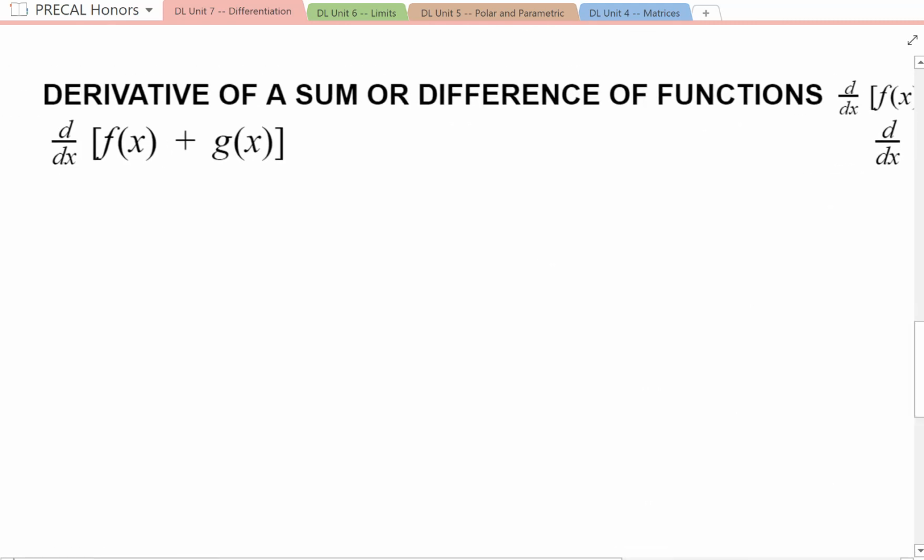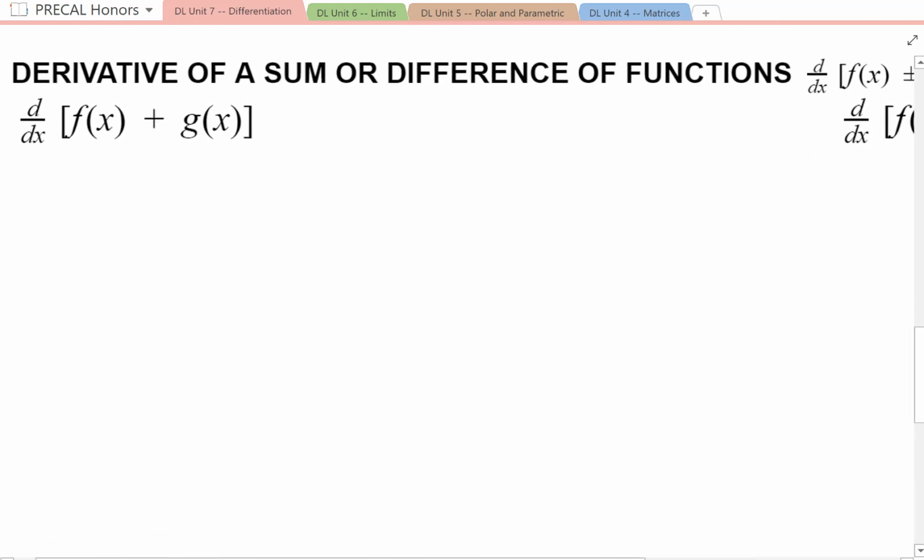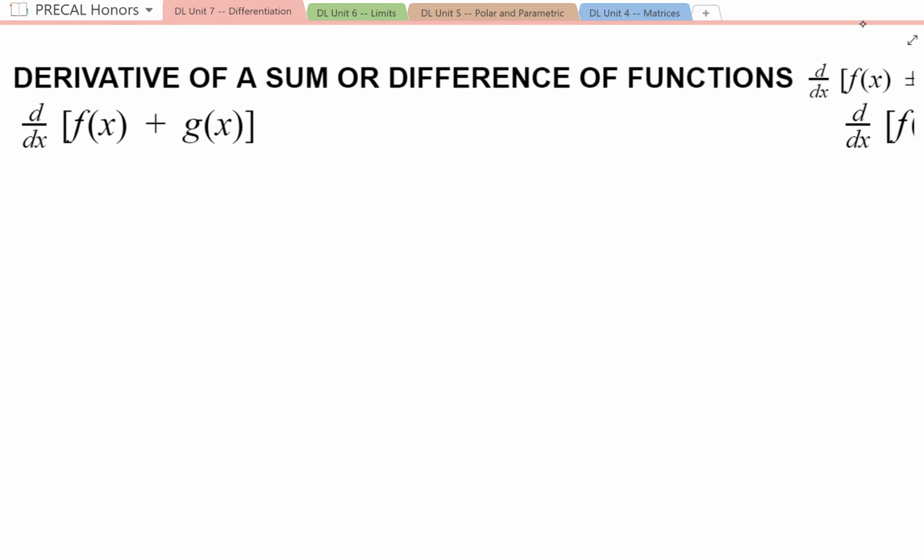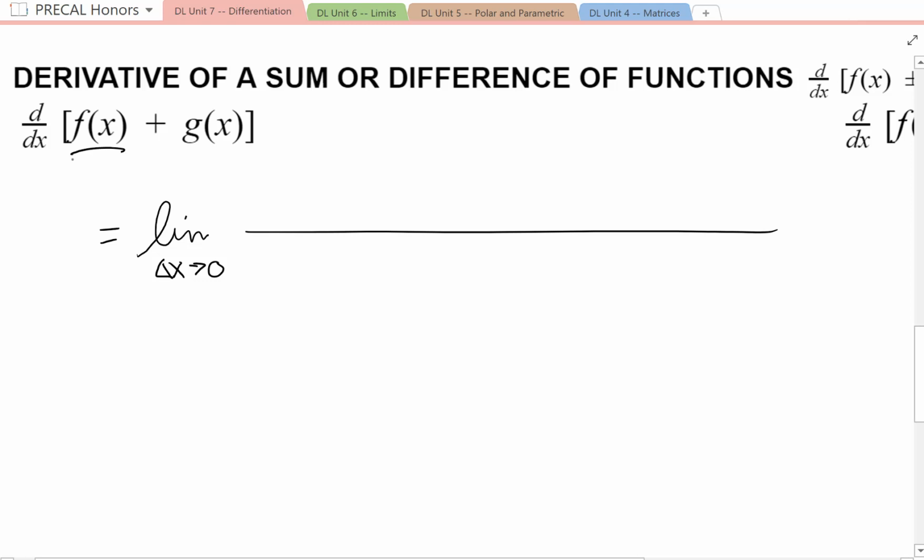Is there a shortcut for the derivative of a sum or a difference of functions? Let's plug it into the definition. The limit as delta x approaches 0. Anytime you see an input, you will replace it with x plus delta x. So f of x will be written as f of x plus delta x plus g of x. So now we'll replace that with g of x plus delta x.